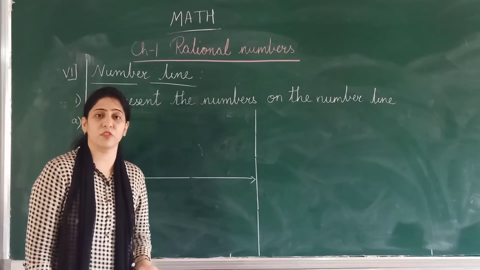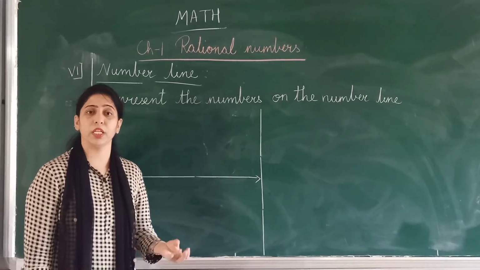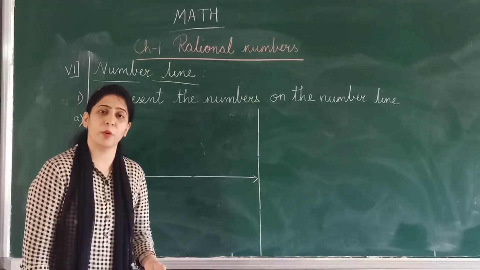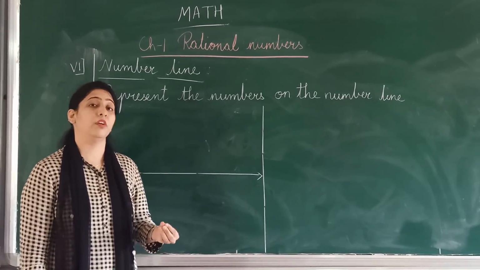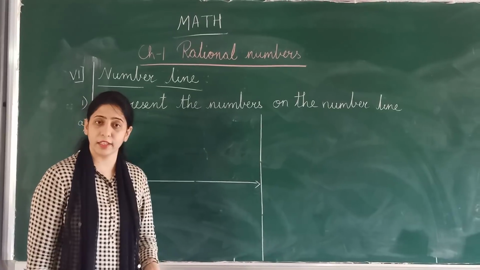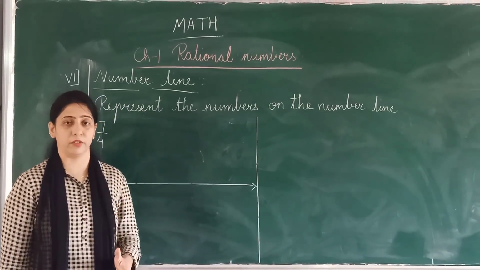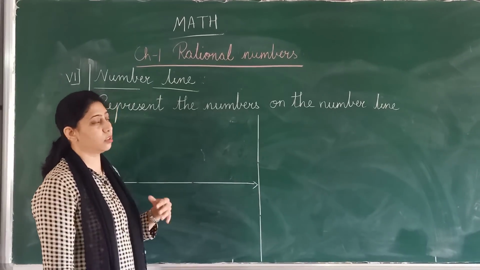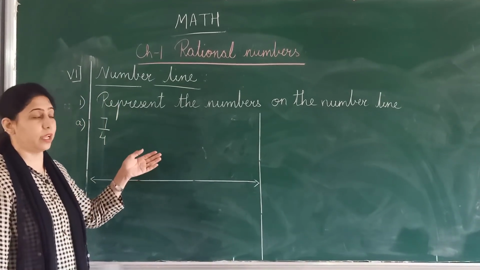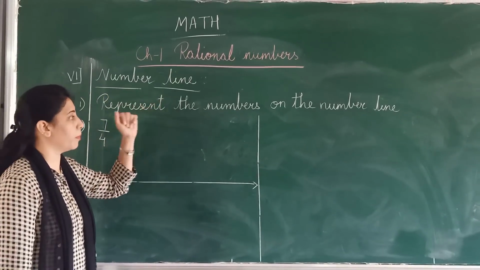So what are the properties of rational numbers? Commutative property, associative property, distributive property, closure property. Even we have learned about additive identity, multiplicative identity, additive inverse, and multiplicative inverse. Today we are going to learn the other concept, that is number line. So rational numbers on number line.